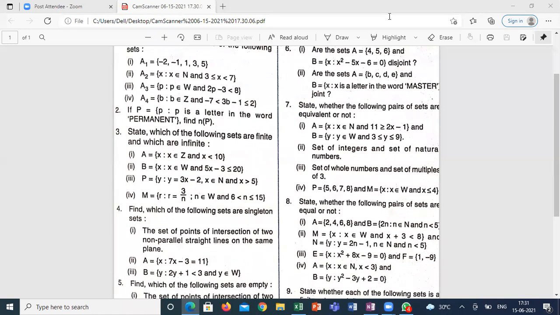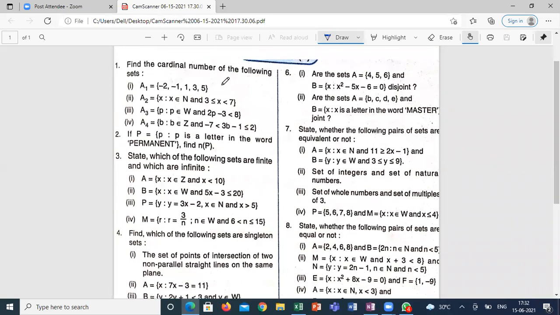Anyone? Harshida, can you try? The first answer is 5, sir. So this one is okay. Can you explain the question and tell me why 5 is the answer? The number of elements in the set is 5, the cardinal number. So n(A) is 5. What is the second one? Sir, 4. n(B) is 4. What are the elements? 3, 4, 5, 6. Correct? Yes, sir. What is the answer for A3? n(A3) is how much?